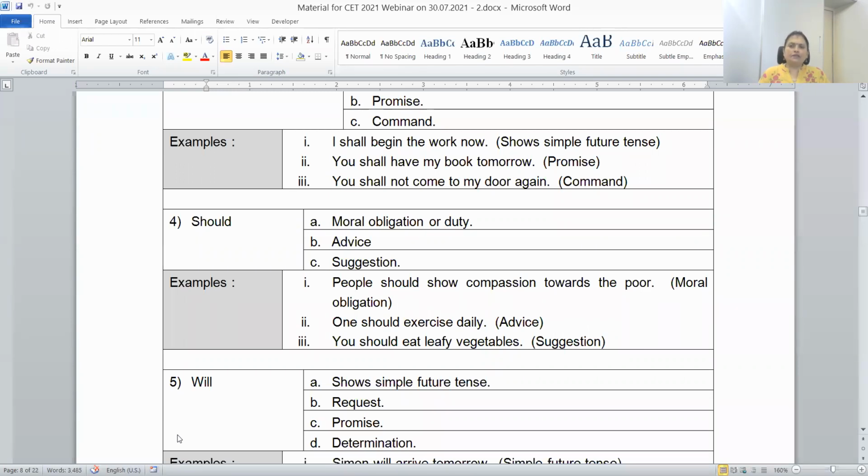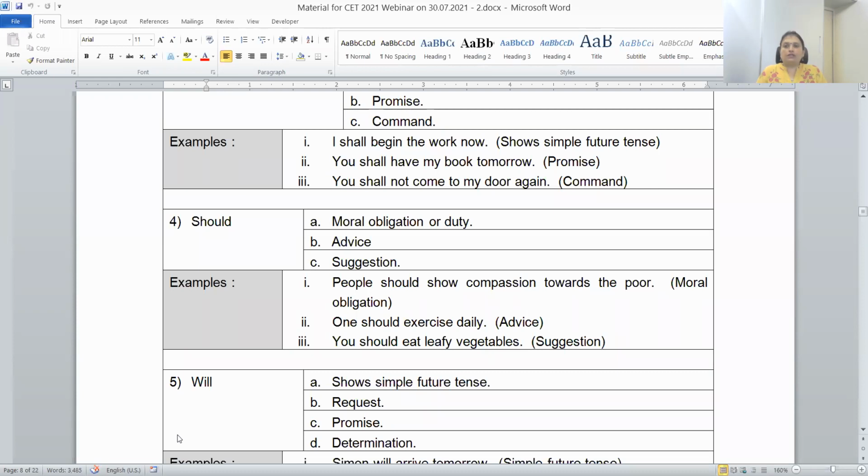Second is an advice. And third is a suggestion. Children, there is very little difference between advice and suggestion. Okay. See, let's look at the examples. People should show compassion towards the poor. You must understand the poor. You must try to sympathize with them. So that's called compassion. So children, see, isn't this your duty?